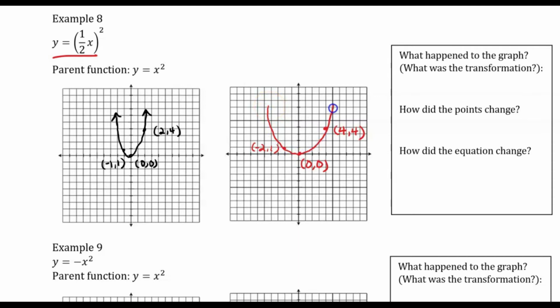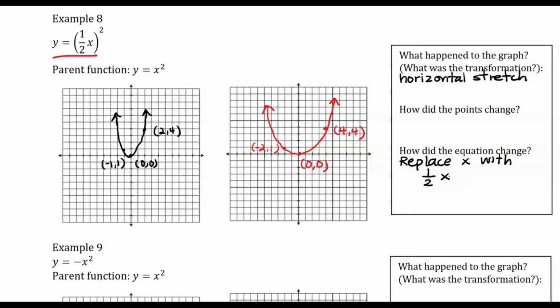It looks a lot wider. It still has the same general shape. It's still U-shaped, but it's wider. So what's happening to this graph? This is a horizontal stretch. There we have again horizontal things happening not the way we think they do. 1/2 is smaller than 1, but this is really stretching. How did the equation change? We replaced x with 1/2 x.